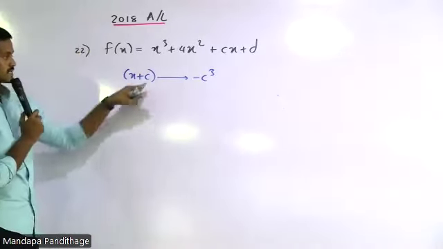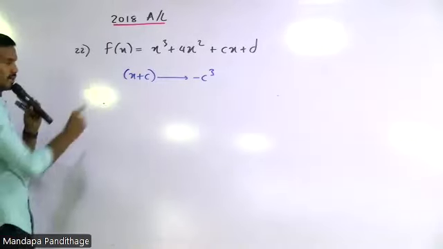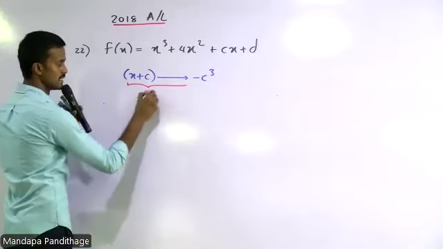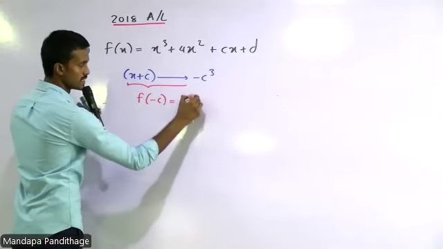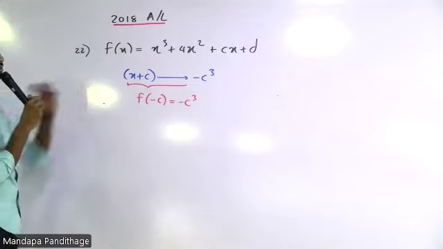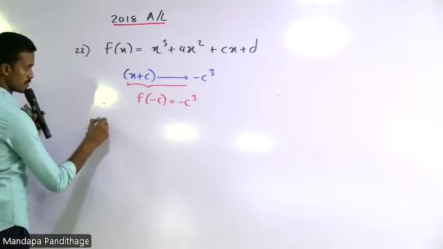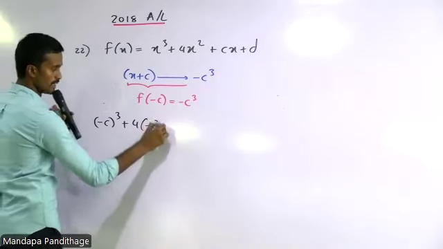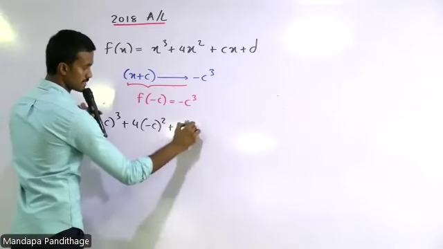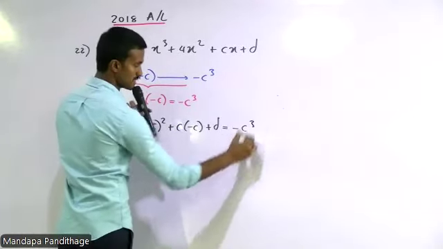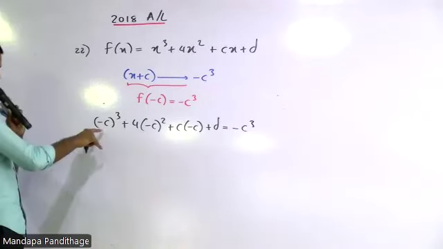We know that when divided by x plus c, what does the remainder theorem say? It says that the remainder is f of minus c, and it's equal to minus c cube. And now, what is f of minus c? You need to substitute minus c. It's minus c cube plus 4 into minus c squared, c into minus c plus d, is equal to minus c cube.